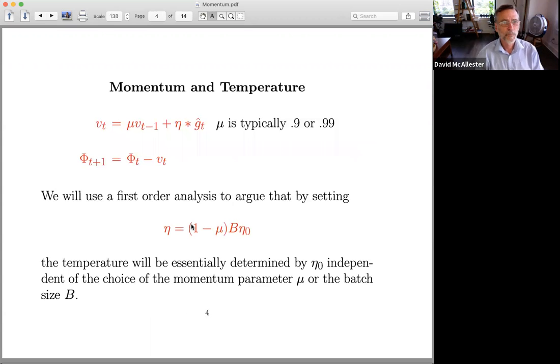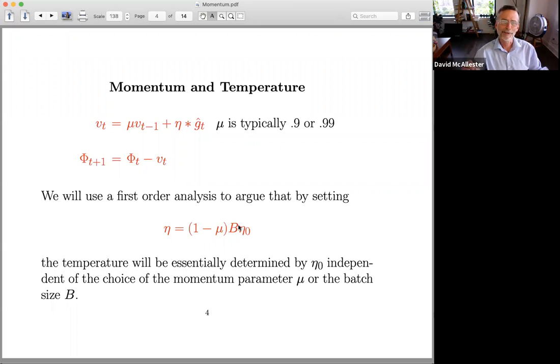So I'm going to try to understand or explain momentum. And the bottom line is going to be that there is also a coupling between your momentum parameter mu and the temperature that SGD with momentum achieves. So there's a temperature mu interaction. And what I'm going to try to derive is that if you set your learning rate to be 1 minus mu times the batch size times the standard learning rate, this formula makes the temperature largely depend on just this eta 0.